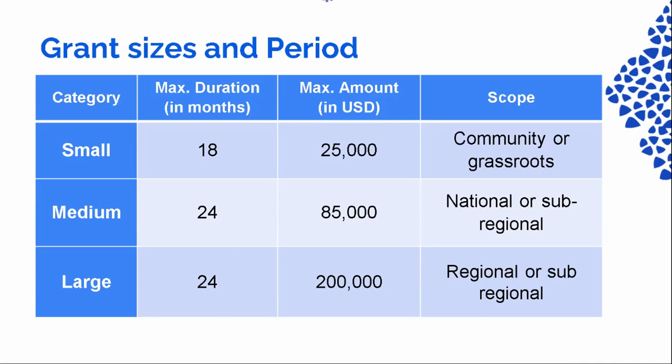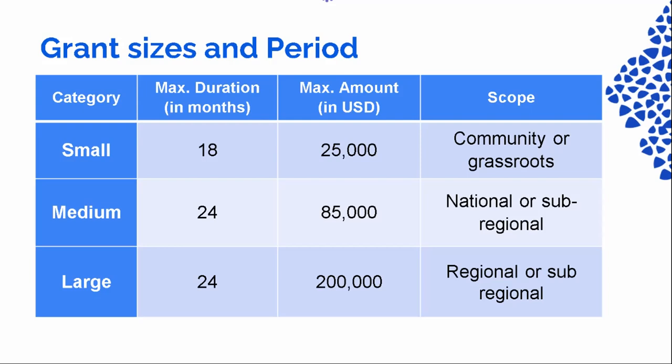So what are the grant size and the duration for the application? We have three different kinds of grants: small, medium, and large. The duration for the small grant is from 6 months up to 18 months, and the maximum amount is $25,000. The small grant is applicable to community-level or grassroots-level organizations. The medium grant is up to 24 months, and the maximum amount goes up to $85,000. It is applicable to regional, national, and sub-regional organizations.